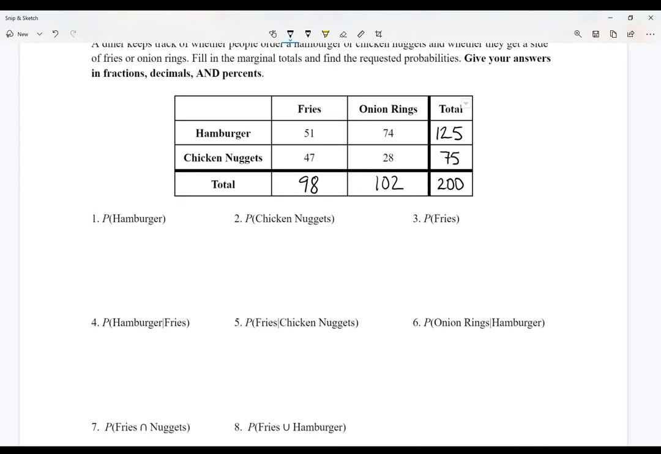So if we're looking at the probability of a random person in this sample space choosing a hamburger, we just take the total number of hamburgers, which is 125, over the total in the sample space, which is 200. And so that would be 125 over 200. And again, that's the number of those that chose hamburgers over the total.